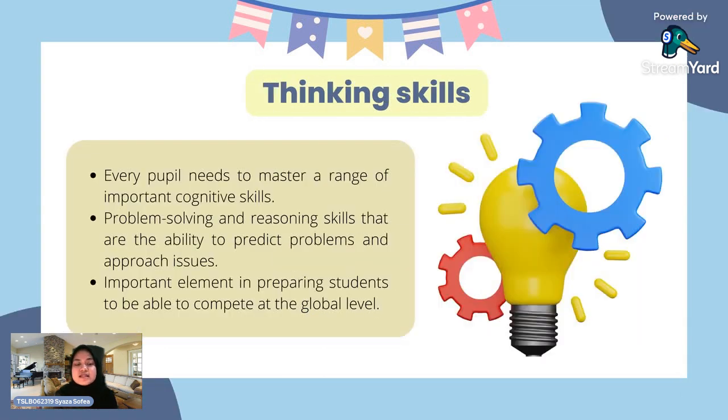The next aspiration is thinking skills. Every student needs to master a range of important cognitive skills such as creative and innovative thinking, that is the ability to innovate, generate new possibilities, and create new ideas or knowledge, which is needed if they are to compete globally. Problem-solving and reasoning skills are the ability to predict problems and approach issues critically, logically, inductively, and deductively to find solutions and ultimately make important decisions to meet challenges in a world without borders. These need to be applied to every student.